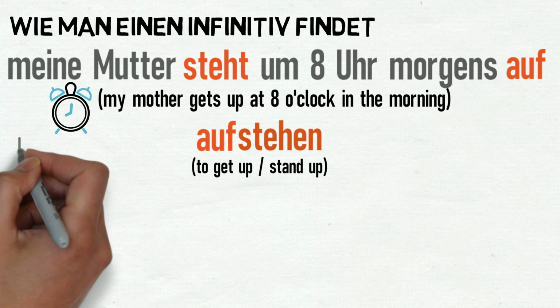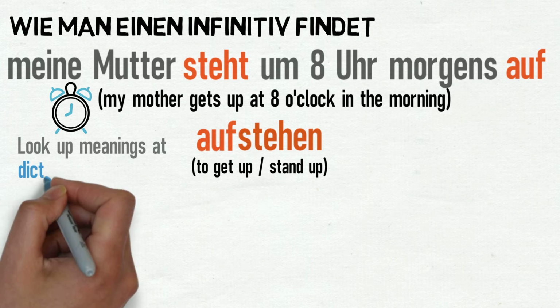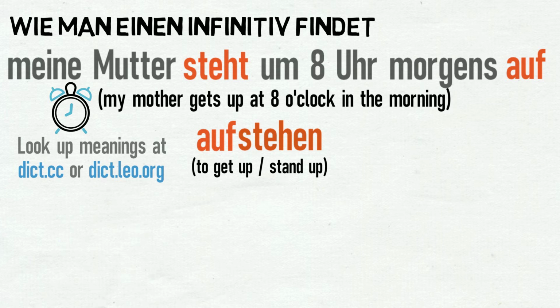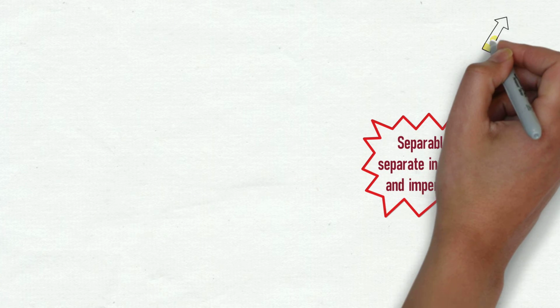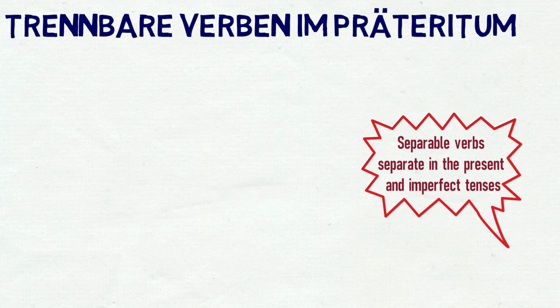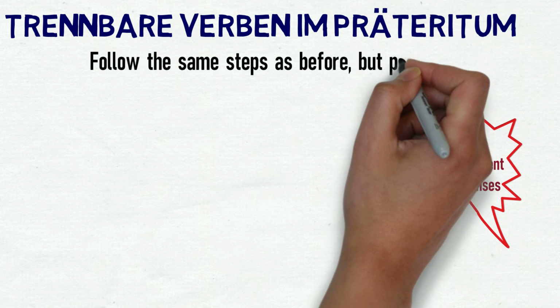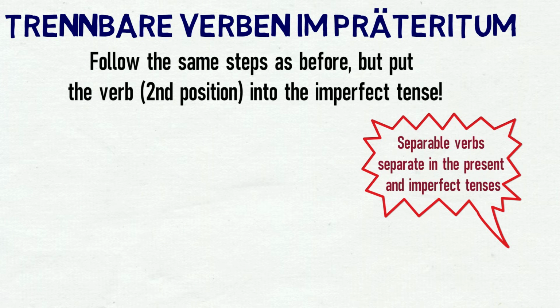Once you have the verb in its infinitive form, you can look up its meaning using one of the websites I've mentioned previously, such as dict.cc or dict.leo.org. One important thing to realise about separable verbs is that they separate when they're conjugated in the present or the imperfect tenses. If you haven't seen my video about the imperfect tense, you can watch it by clicking the banner now. To use separable verbs in the imperfect tense, you follow the same steps that we've already mentioned, but the verb, which is in the second position, is in the imperfect tense rather than the present.